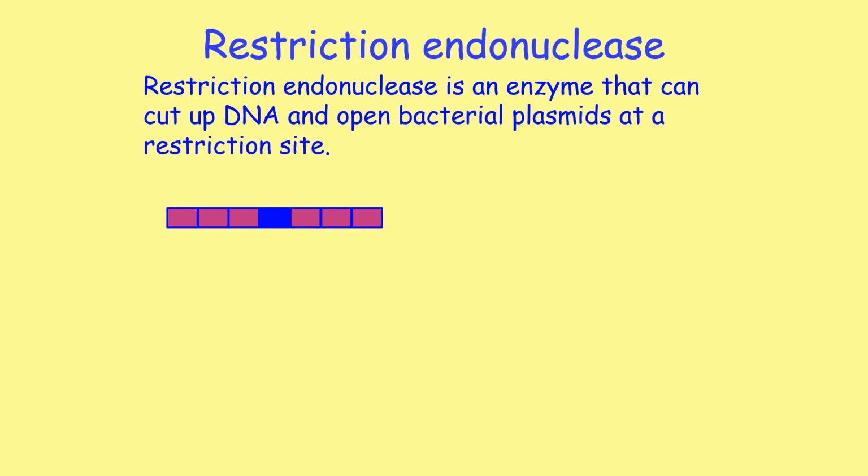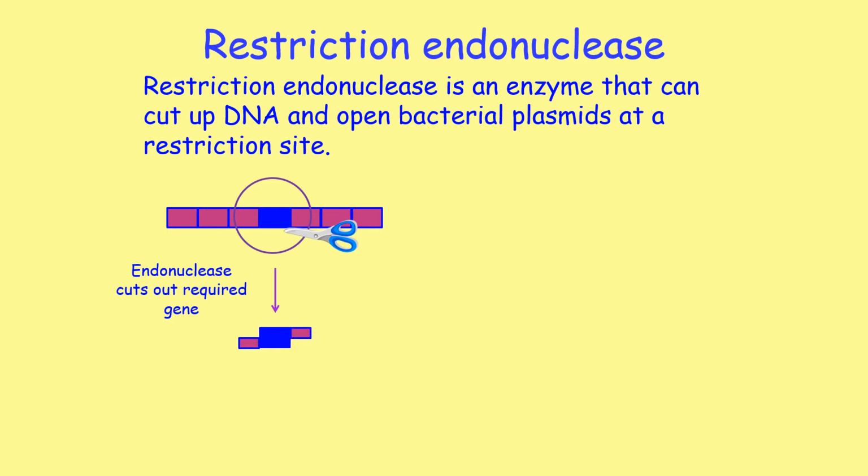So this is our genome, and you can see that blue section is the gene of interest. That's the gene that's going to produce the protein that we're trying to get our microorganism to produce on a large scale in a fermenter. So we use a restriction endonuclease enzyme to cut out that required gene, and what that enzyme will do is cut at specific base sequences. So it's not actually scissors, it's an enzyme, and it's going to cut at either side of the gene at a specific base sequence. Now what that does is it produces a sticky end.